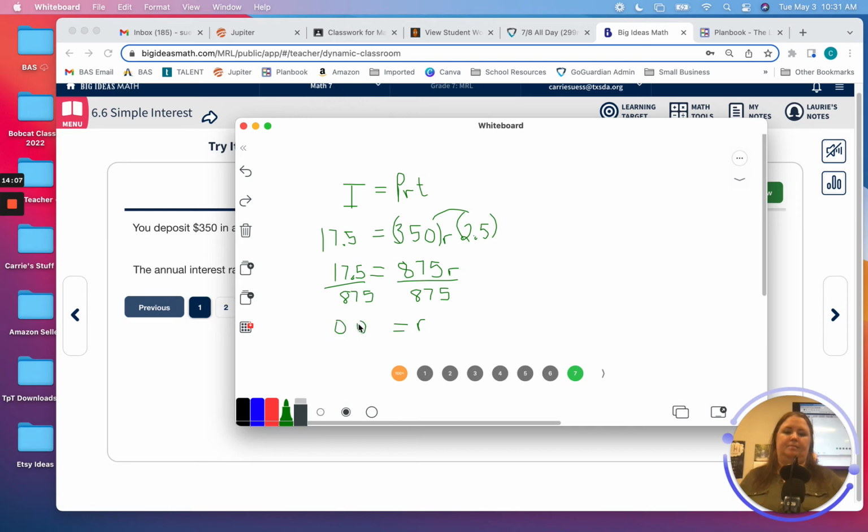And you go 2 times to the right, and then it's 2%. No. So 0.02. Yeah. That's a decimal.